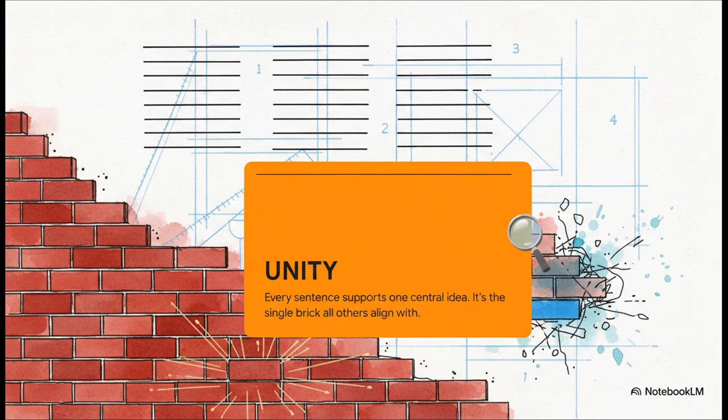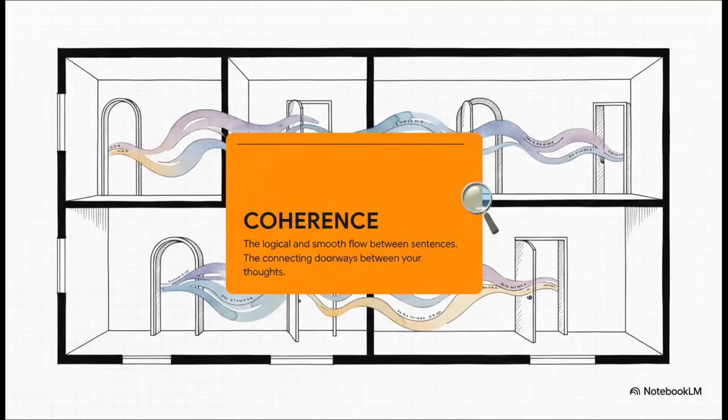Law number one is unity. It's simple, really. A paragraph should be about one thing, and one thing only. Every single sentence has to support that one main idea. It's like building a wall with red bricks. You wouldn't just toss a random blue one in the middle, right? That blue brick would stick out and weaken the whole structure. Stay focused.